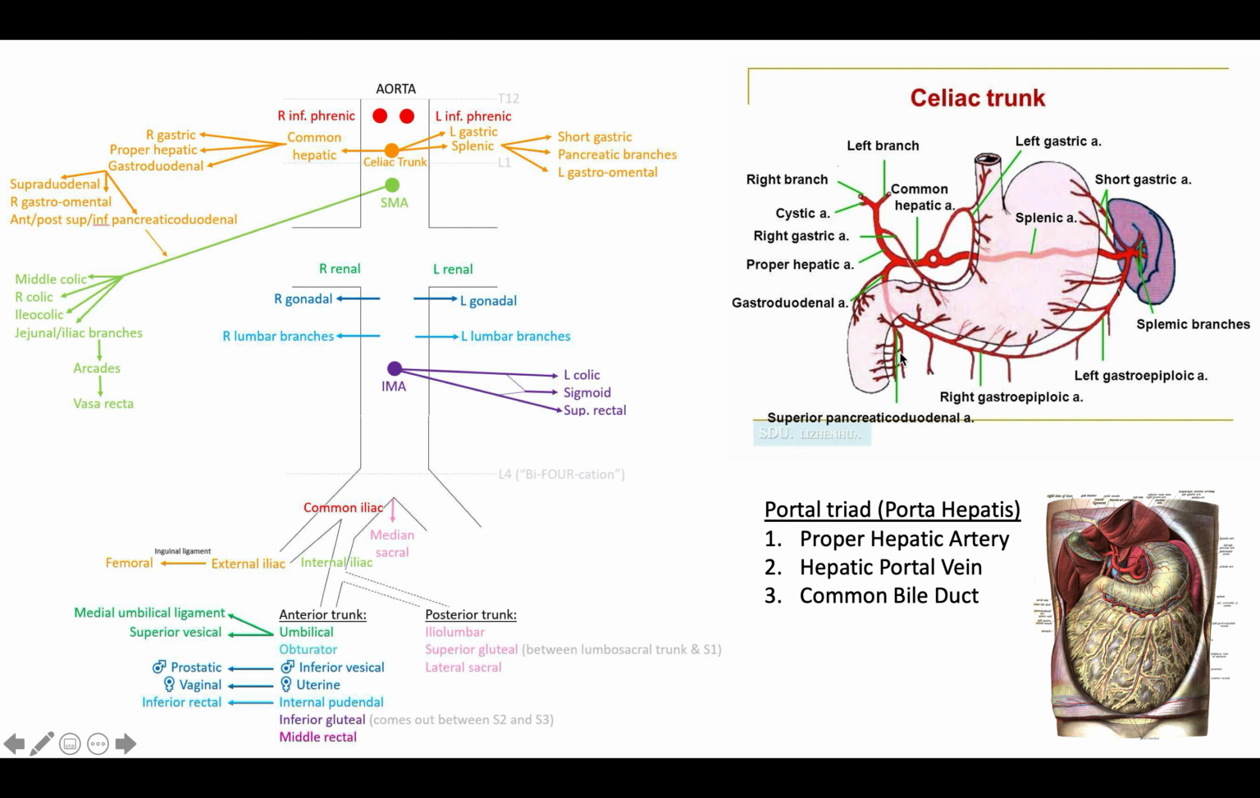That's my best advice there. And this is just a word of warning. This gets especially tricky when we get into the IMA and the pelvic vasculature, you will have quite a bit of variability where arteries are coming from.